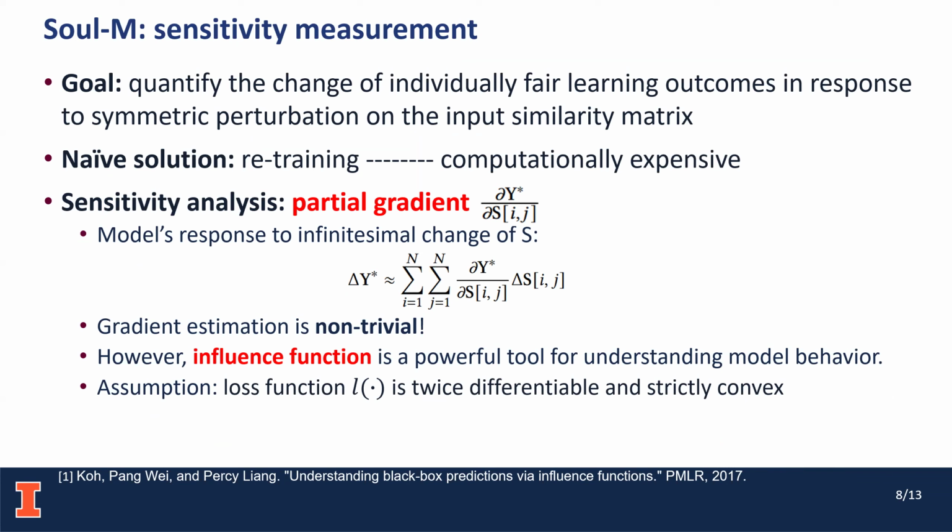After the first order Taylor expansion, the change in the model's outputs is going to be the summation over gradients times the change in S, which is the delta S here. However, to calculate this change in the model's response, we need to calculate the gradient of Y star with respect to each entry in the similarity matrix first. This gradient estimation is non-trivial, so we have to use some other tactics to speed up the process.